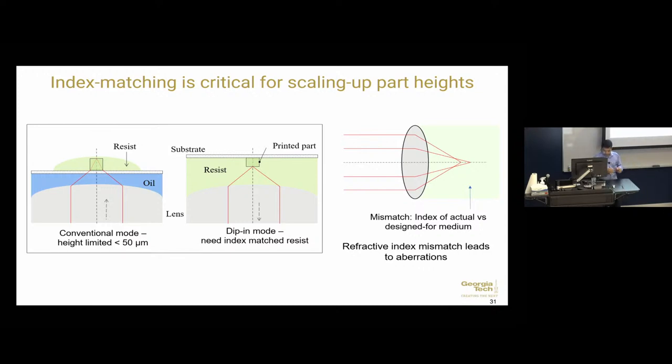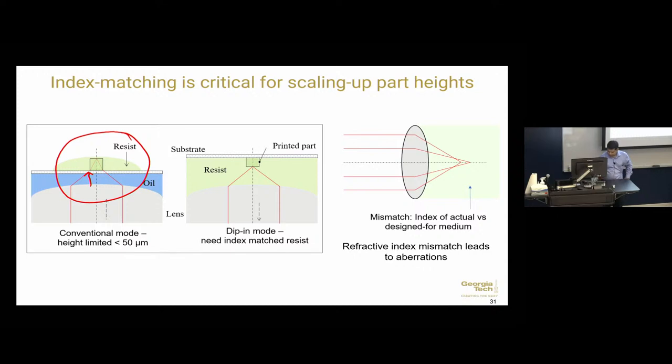So what researchers have done in this field is they have come up with a very clever workaround. They say, let's use the immersion medium for most of the light path, and right at the focus, we are going to use the resist. So the resist is only near the focal plane, but most of the light passes through the immersion medium, which has the right index. Now, that means I can print with a lot of materials, but I can only print up to this height. And once I hit that height, I cannot go any further in terms of the height of the part. Okay? So that limits the height of the structures that we want.